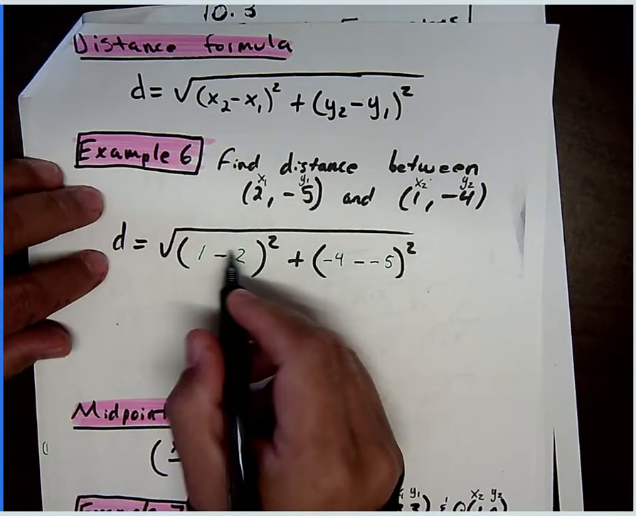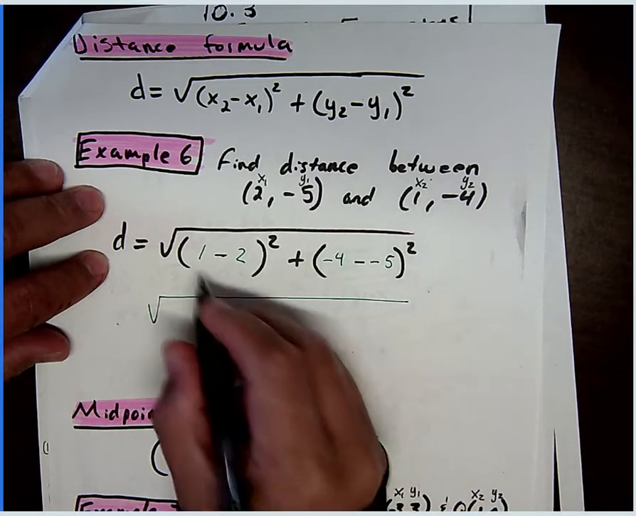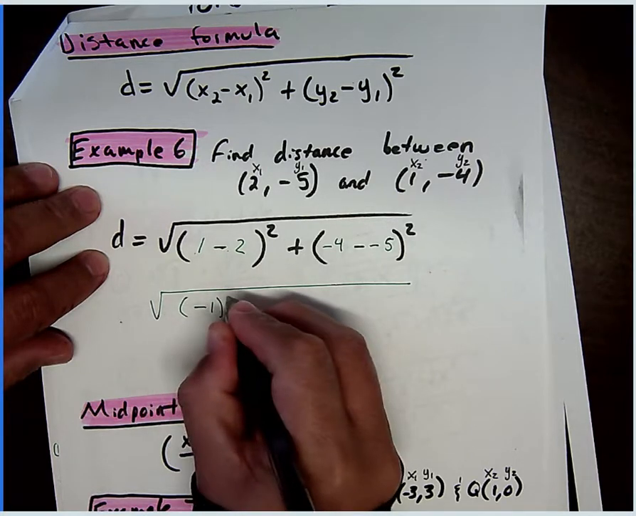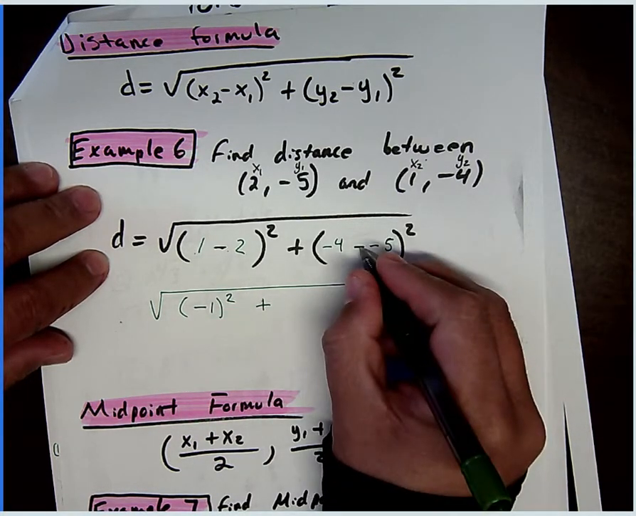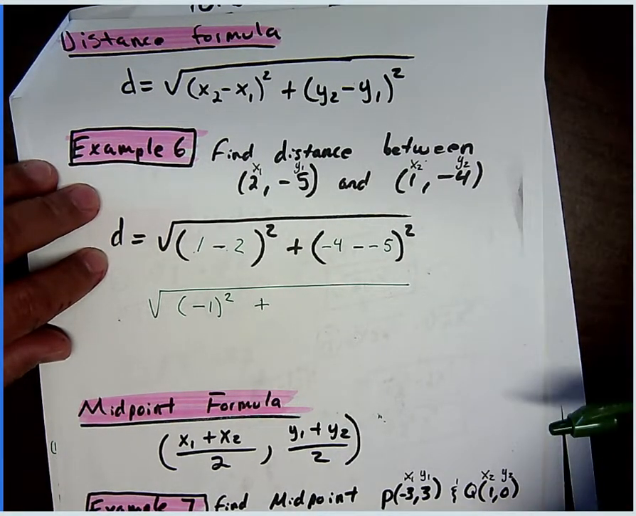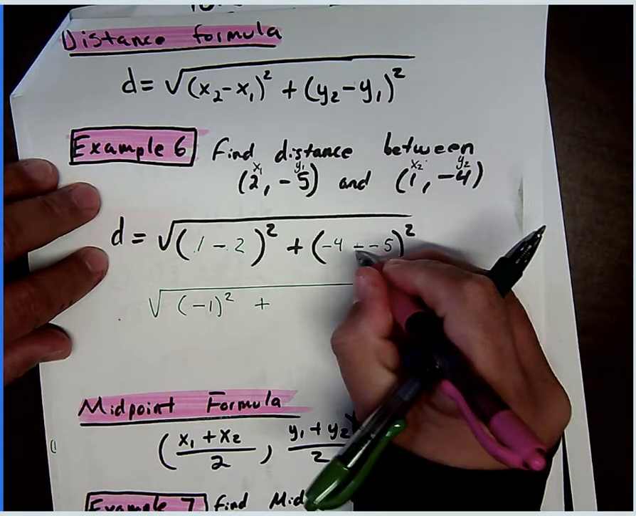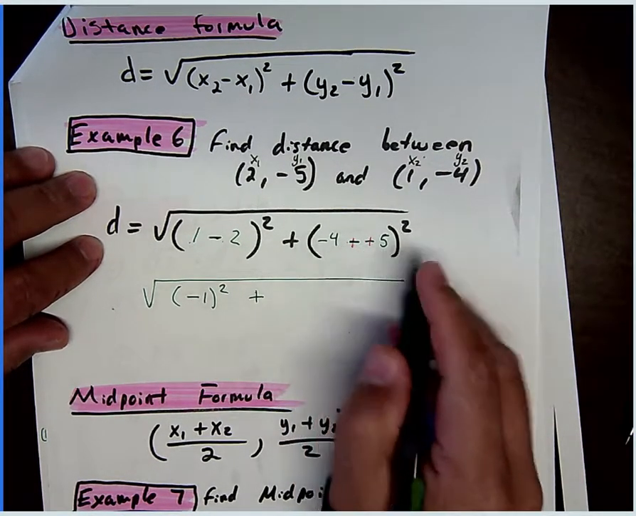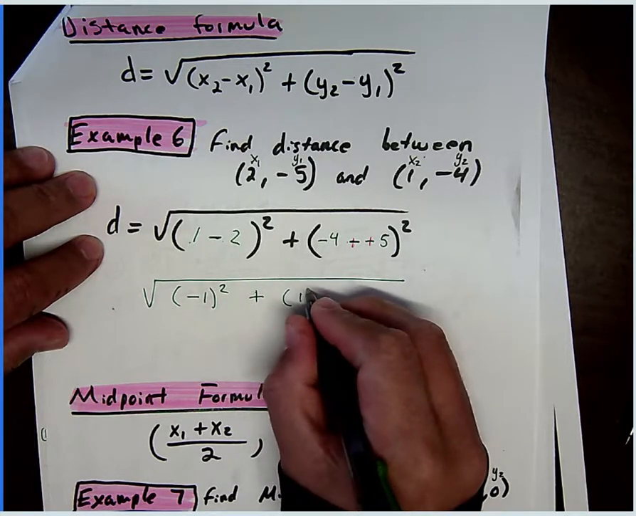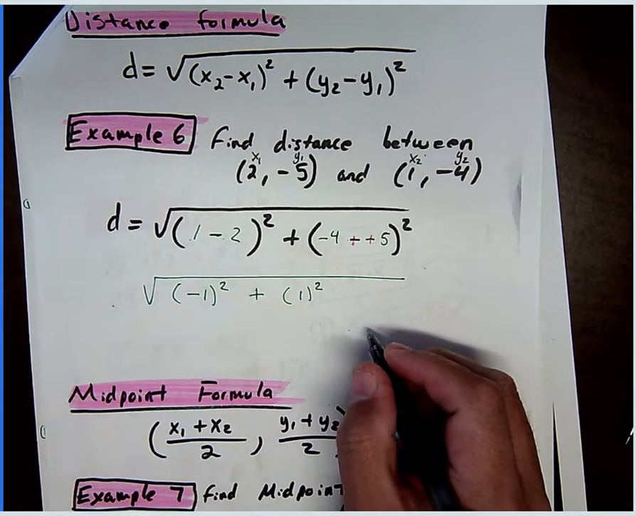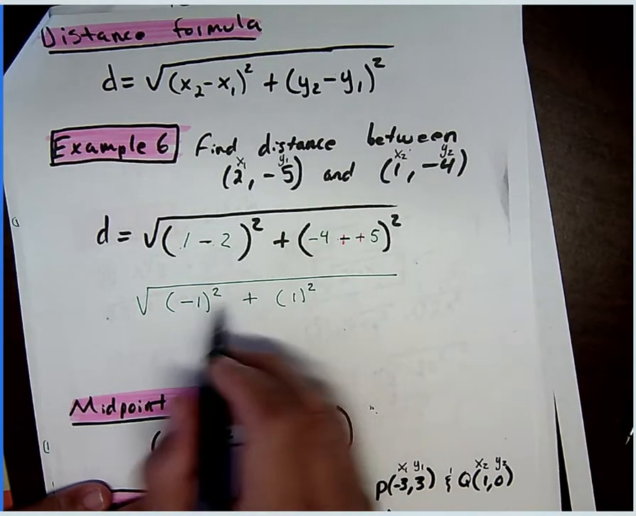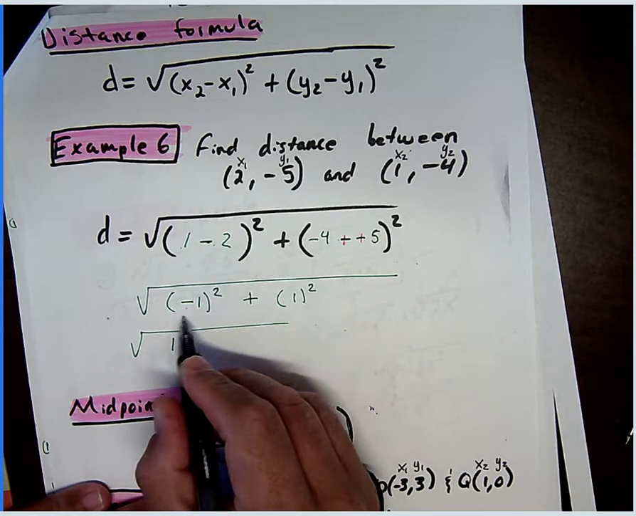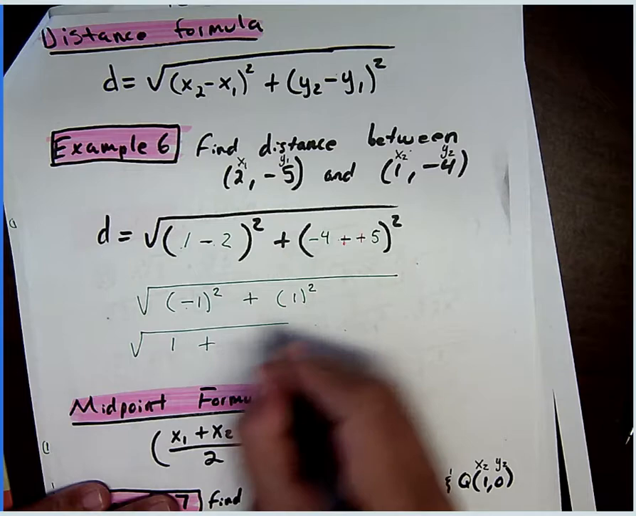So let's evaluate this thing. 1 minus 2 would be -1 squared, plus, that becomes a positive, so I'm going to put it in. Remember, this is going to become a positive. 2 negatives become positive. So -4 plus 5 gives you +1 squared for that one. So just keep doing it. -1 squared is just +1, right? -1 times -1 gives you +1, and that one's just +1 again.